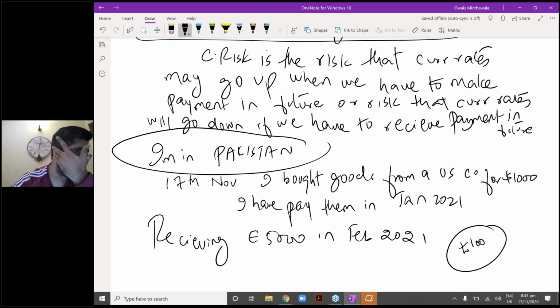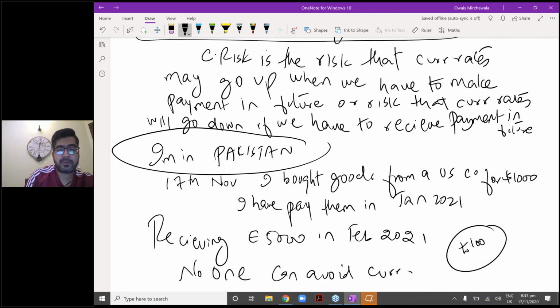If you have to make payment to someone, there's always a risk that rates may go up. If you're receiving money from someone, there's always a risk that rates may go down. This is basically currency risk. Now, one thing is that no one can avoid currency risk.